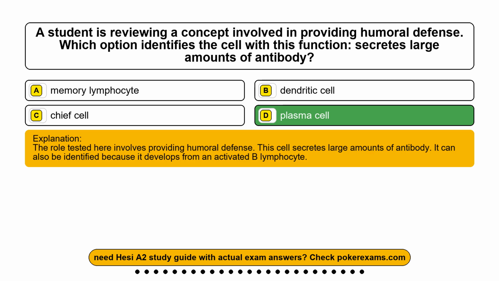The role tested here involves providing humoral defense. This cell secretes large amounts of antibody. It can also be identified because it develops from an activated B lymphocyte.